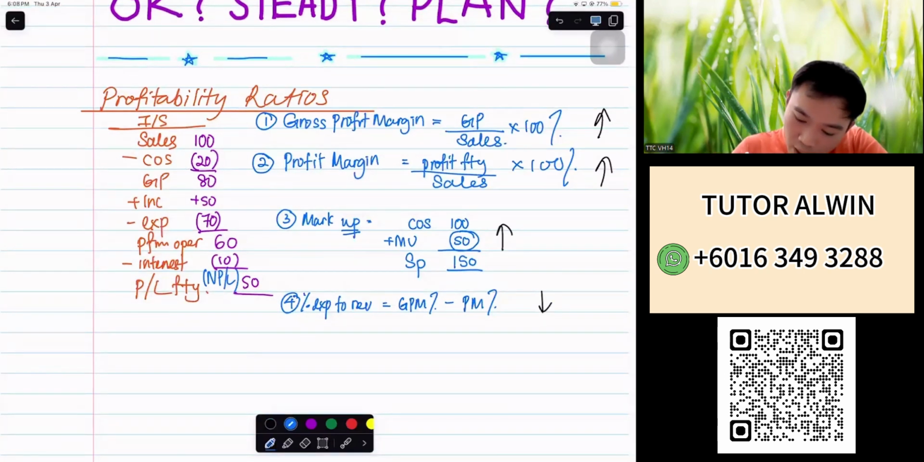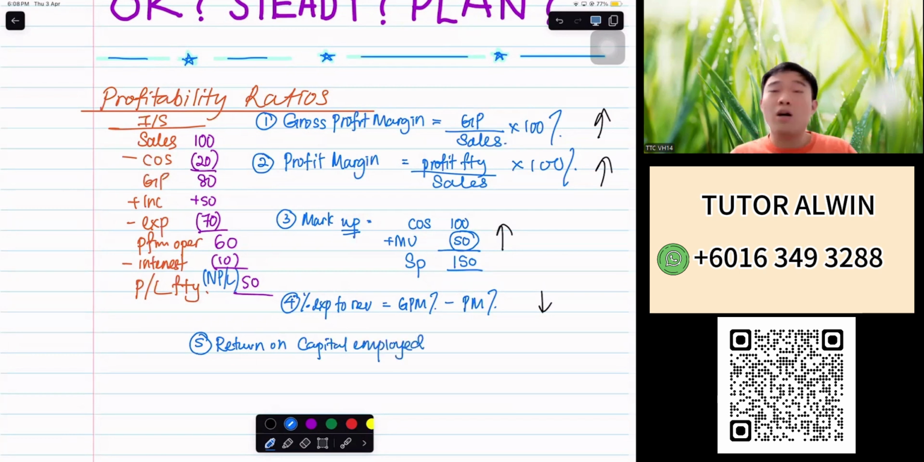Right? Now, the last one is return on capital employed. It means for every $100 of capital that you employ, you inject into the business, how much return will you be getting back? Yeah. So this is the so-called ROCE. Well, to be honest, there's much more, even more than that in your university later. There's only 5 things for profitability for year 10, year 11.